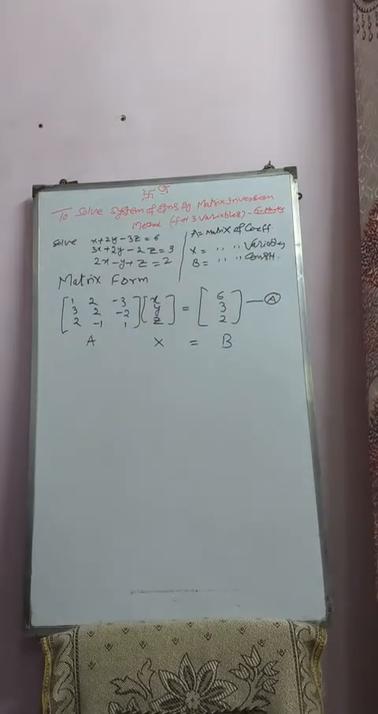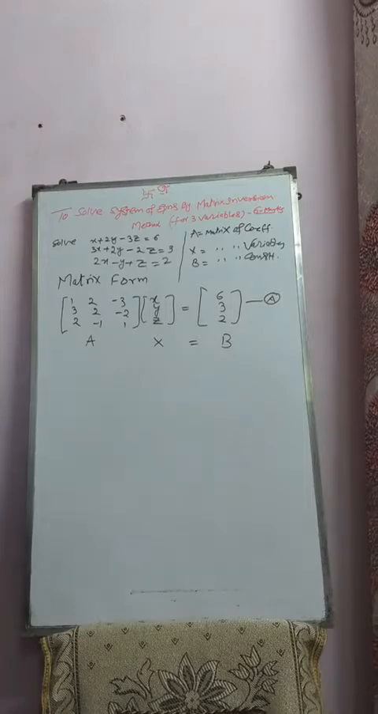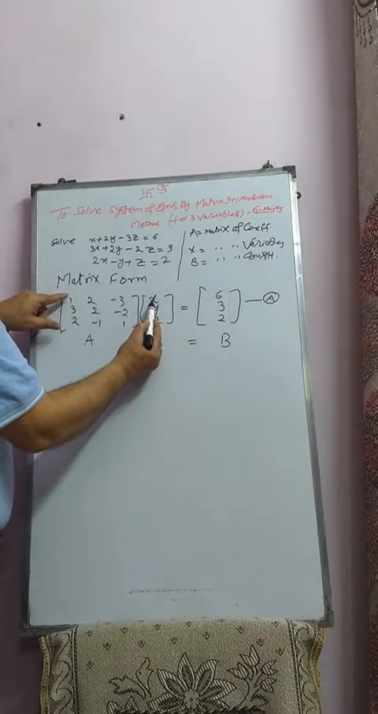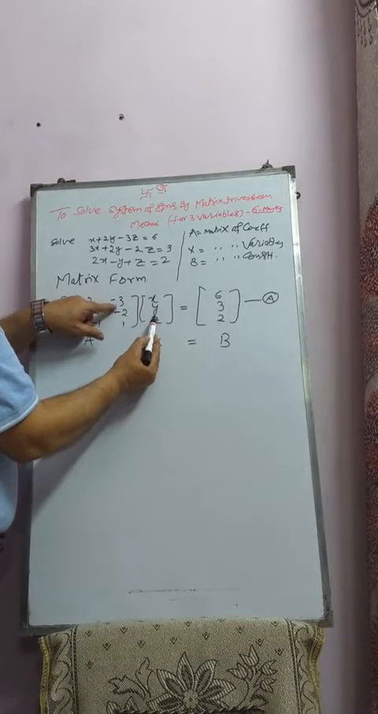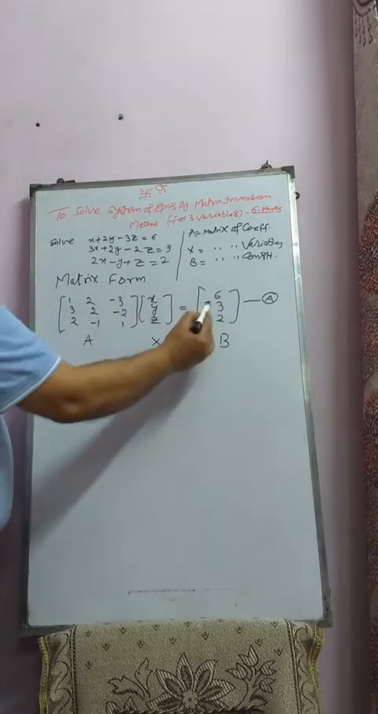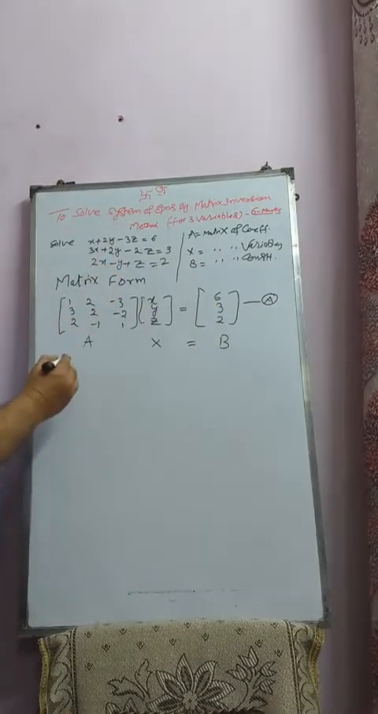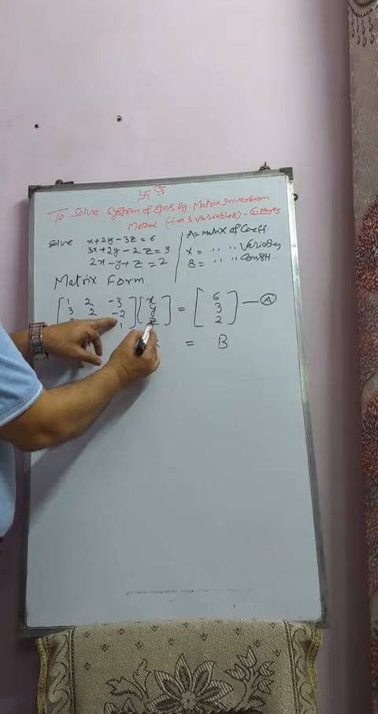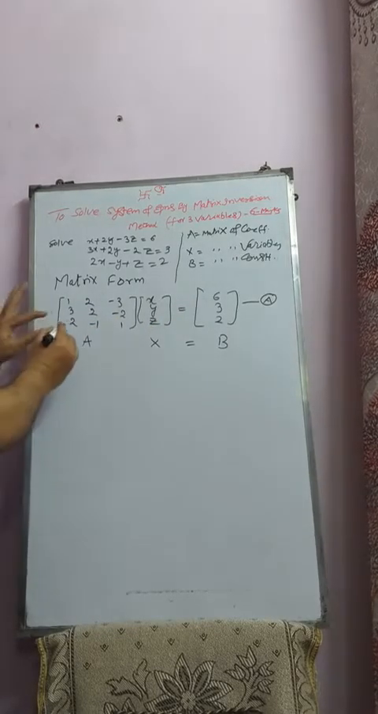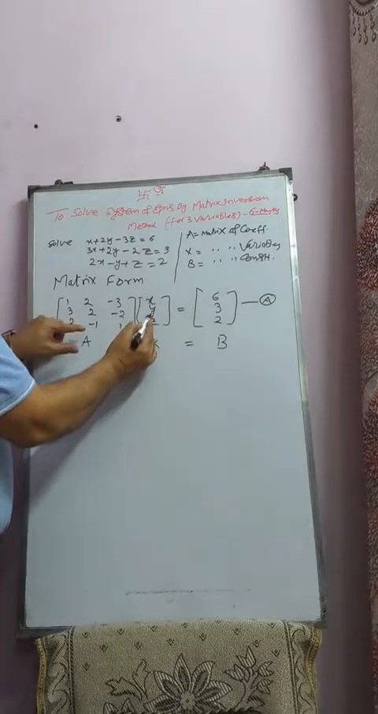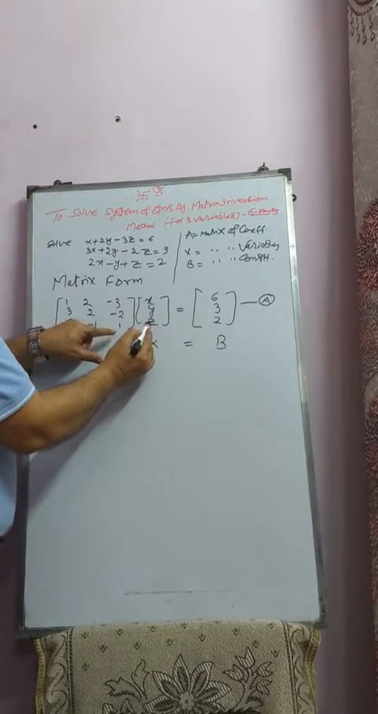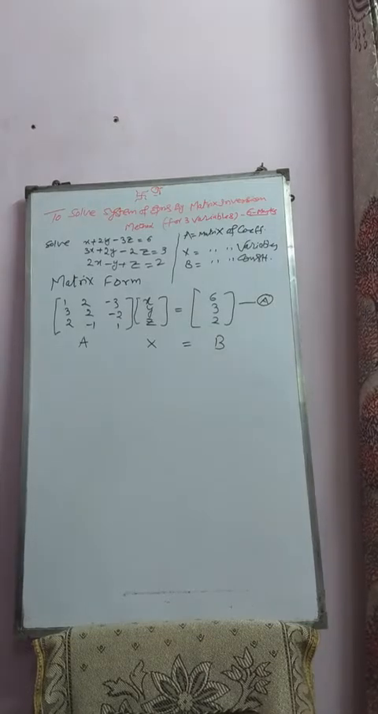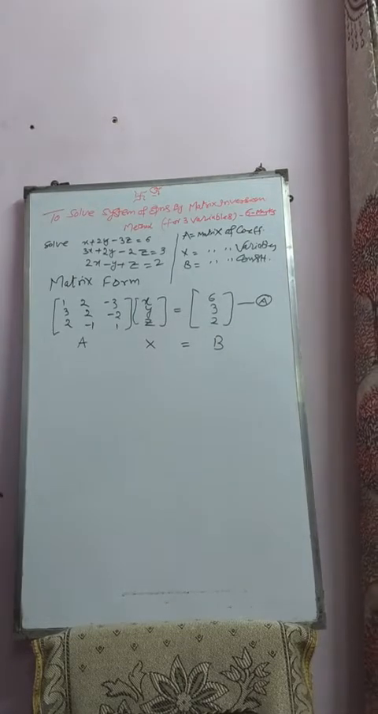Now this is nothing but the simple product of two matrices. Look here, 1 into x plus 2 into y minus 3 into z equals 6, first equation. Second, 3x plus 2y minus 2z equals 3. Again, 2x minus y plus z equals 2. That is the same one. So we have converted it into the form of a matrix.